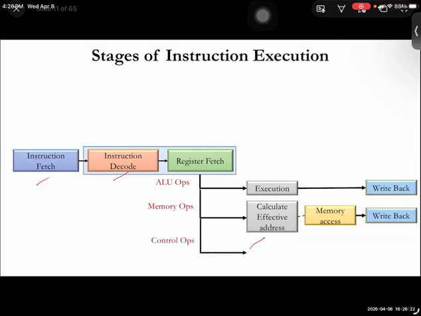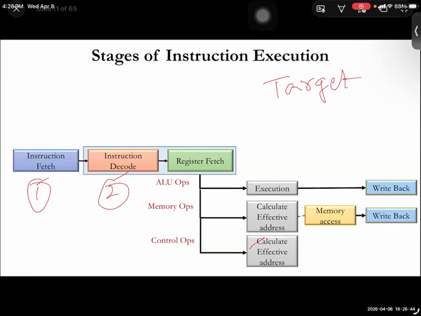If you take the branch operations, instruction fetching is done from the instruction memory. Then the instruction is decoded. In the execution stage, the branch target address is computed, that is, the effective target address is calculated. Once the address is computed, the branch execution completes and it goes to the target. So these are the different stages of instruction execution.